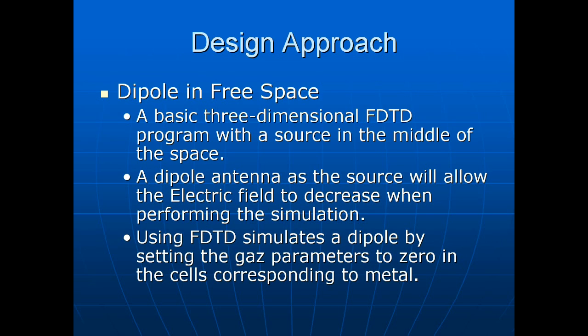The FDTD simulates a dipole by setting the GAZ parameters to 0 in the cells corresponding to a specific metal. This allows the EZ field at this point to remain at 0. The source is identified by setting the EZ field in the gap to a certain value. The output simulation gives me the propagation of the EZ from the dipole in the X and Y planes with the gap of the dipole in the middle.